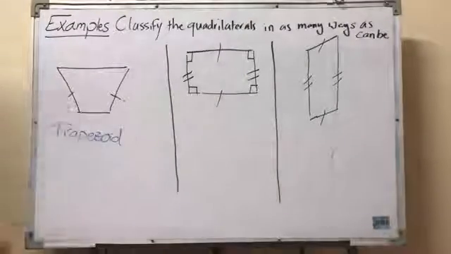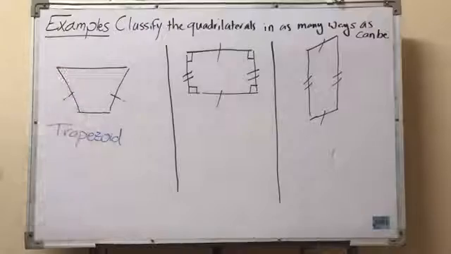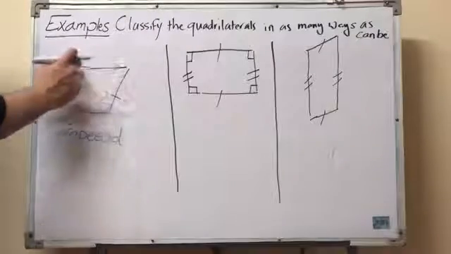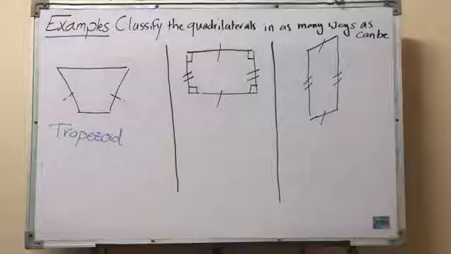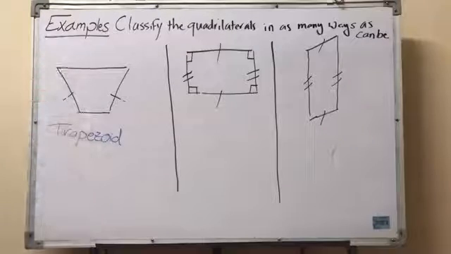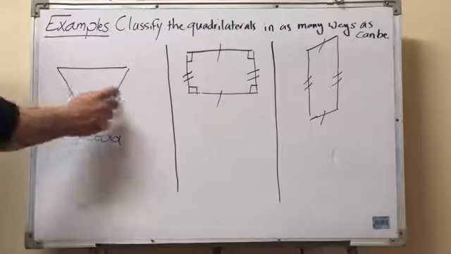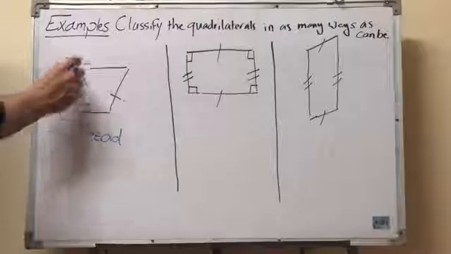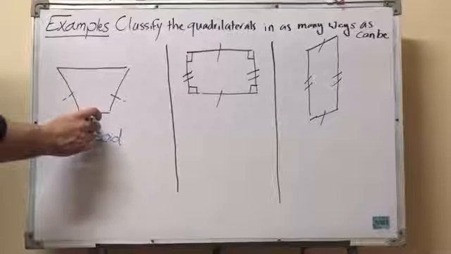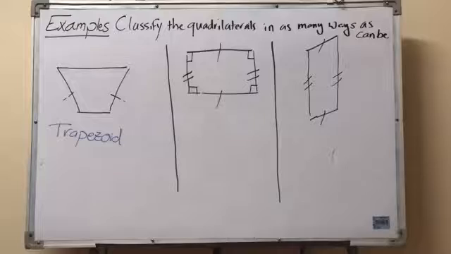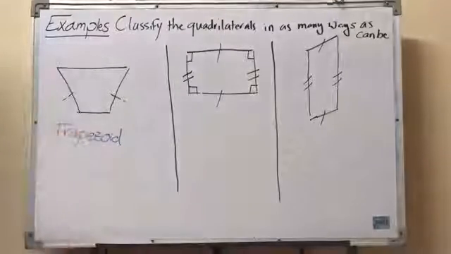Can it be a rectangle? No. Can it be a square? No, because all sides of a square must be equal and all angles are right angles. A rectangle has to have all right angles, and opposite sides parallel and equal. And it can't be a parallelogram because a parallelogram has to have its opposite sides equal and parallel, and these are not. So this is only a trapezoid.